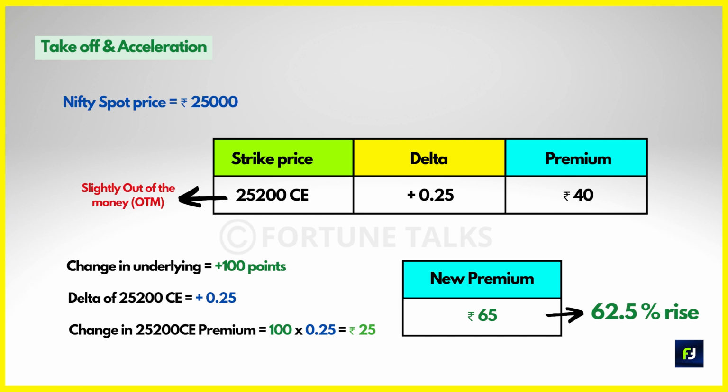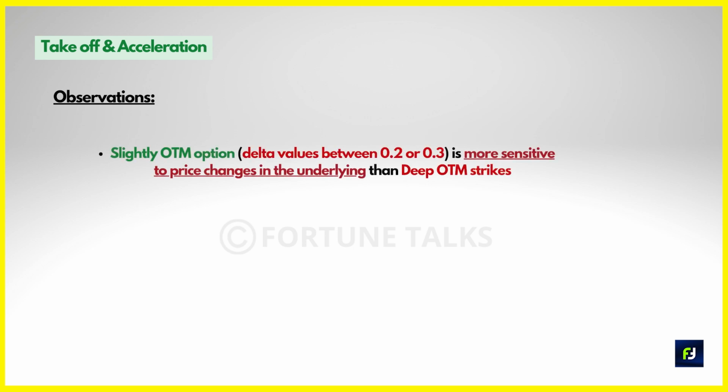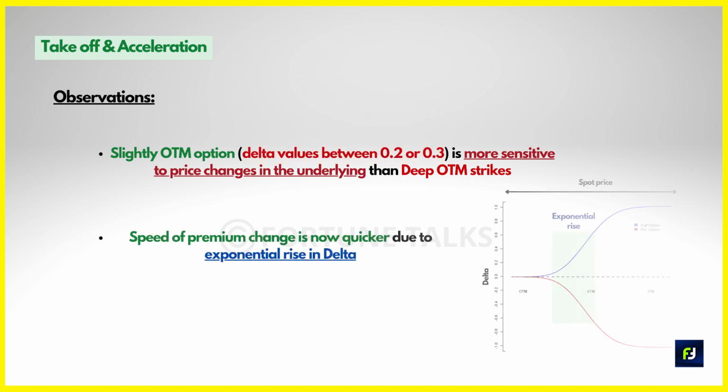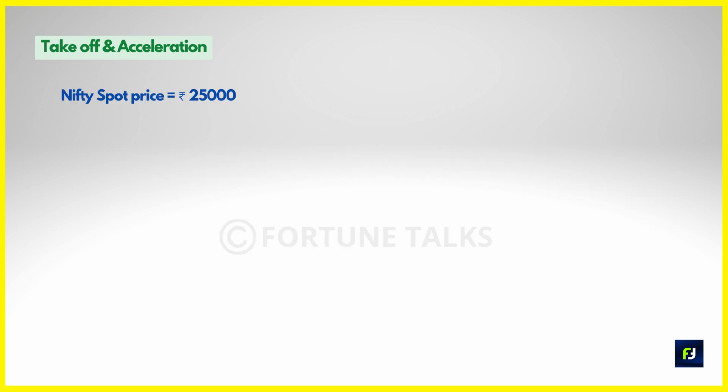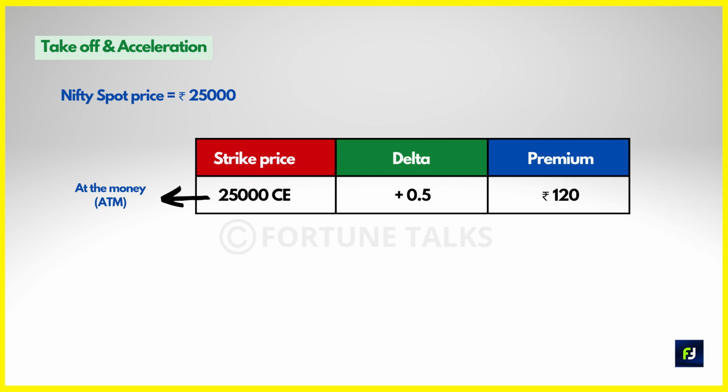Now, coming back to our discussion, what have you learned from these observations? It is clear that the slightly out of the money option, which usually has a delta value ranging between 0.2 and 0.3, is much more sensitive to price changes in the underlying. As we have seen, for a 100-point change in the underlying, the percentage change in the slightly OTM options is quite enormous. This is exactly how option traders make multifold returns by buying slightly OTM options when they expect big moves in the underlying.